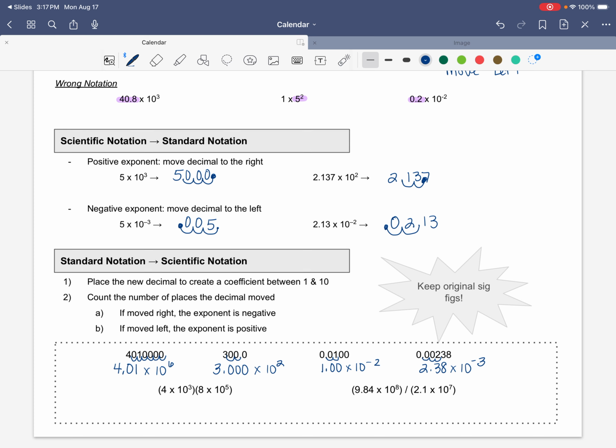Okay, for these next ones, we're going to be multiplying, so putting it into your calculator.